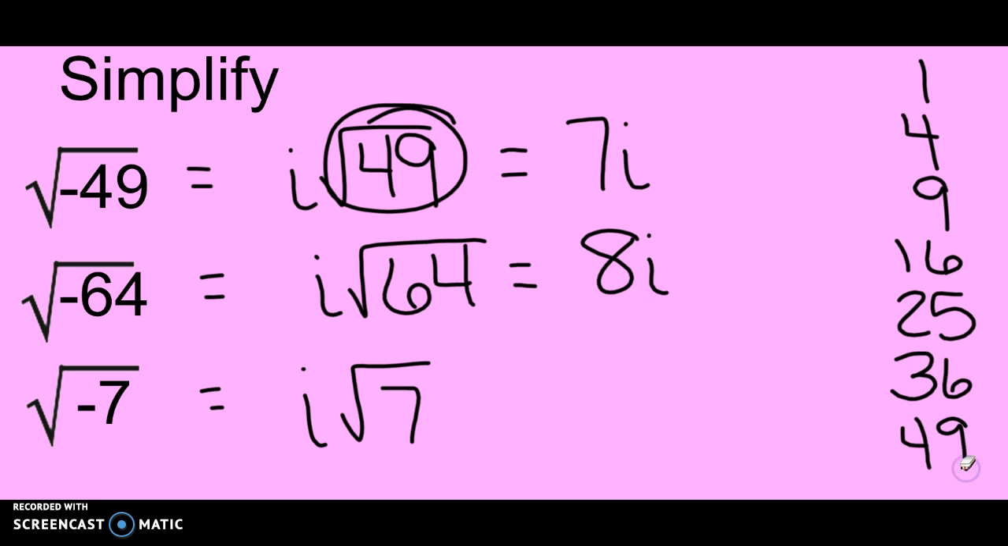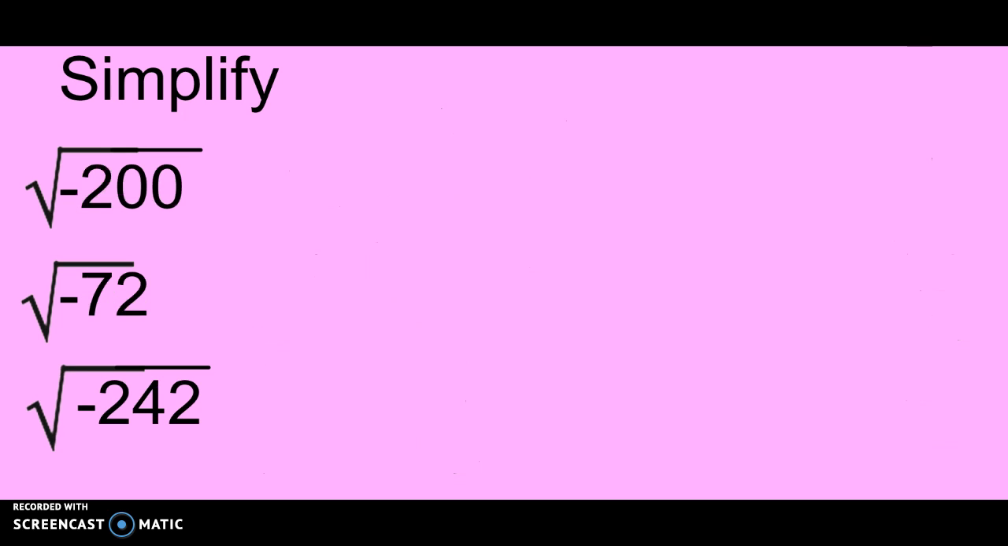So guess what? You're done. Don't turn that into rocket science. Let's see what else I've got. Okay, let's do some bigger numbers. So I've got the square root of negative 200.